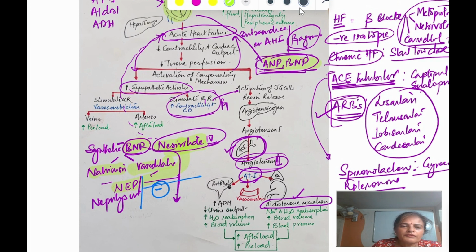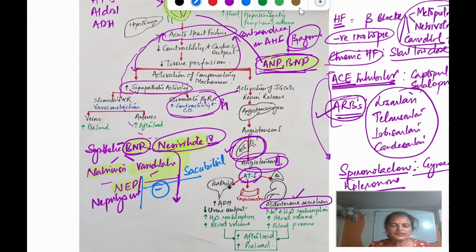Now, what is the drug which is going to inhibit this enzyme? We have a drug, sacubitril. It is a neprilysin inhibitor. So it is going to inhibit the degradation of brain natriuretic peptide, and we use it in advanced cases of CHF. We use it in refractory CHF. So sacubitril is a neprilysin inhibitor.